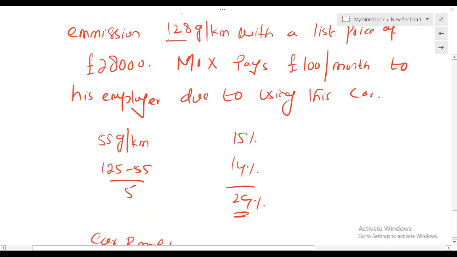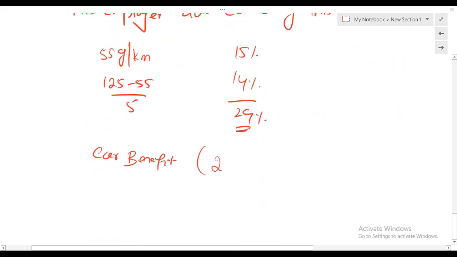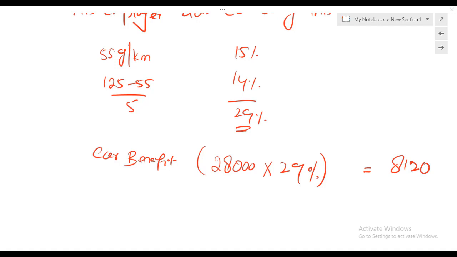Take the list price, which is 28,000. Multiply this with 29%. 28,000 into this, we are getting 8,120. Now what is happening? Mr. X is also contributing towards usage of the car. 100 per month he pays to the employer.